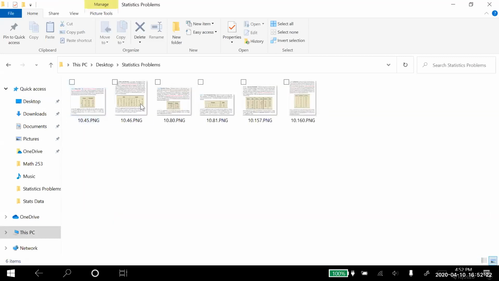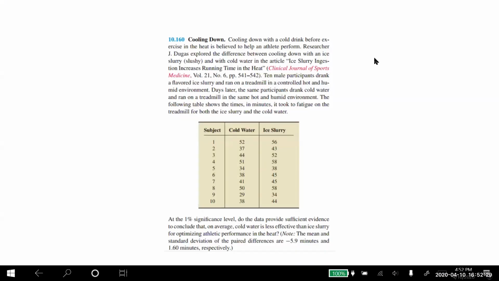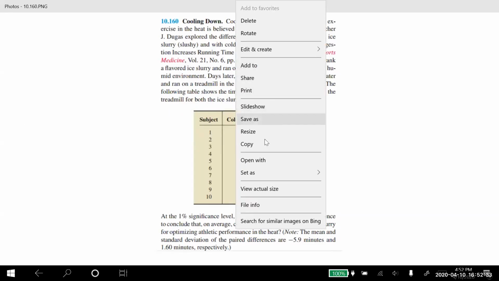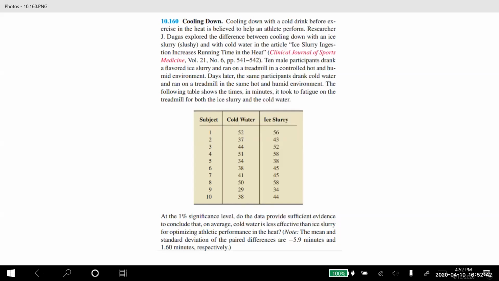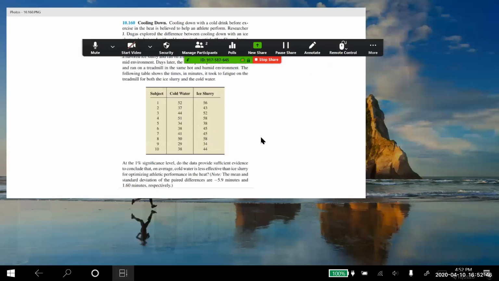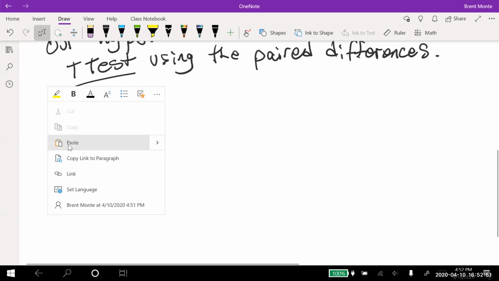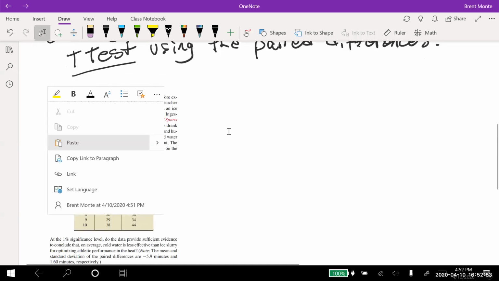Okay, so we're doing 10.160. So let's pull that up. All right, so here's our problem. Let's copy this, and then we'll just go paste it on our sheet. Okay, so we're just going to paste this problem in here. All right, so there's our problem.